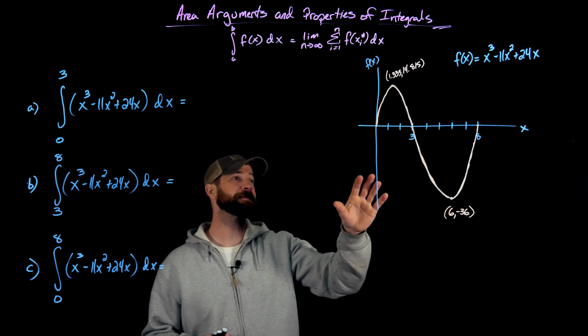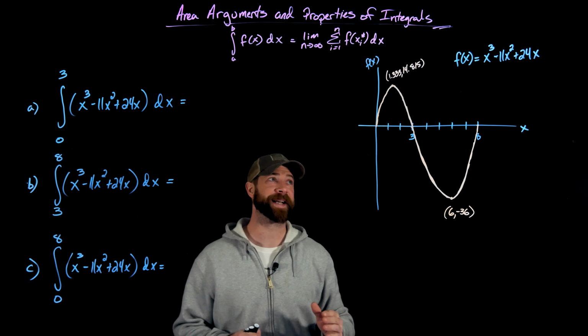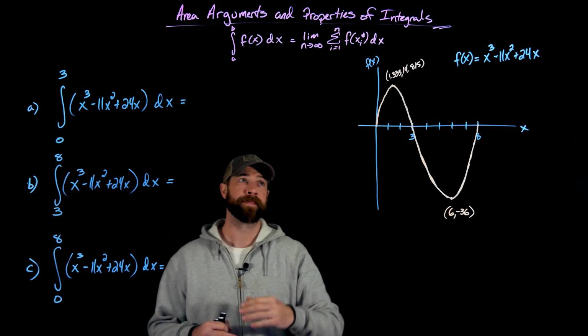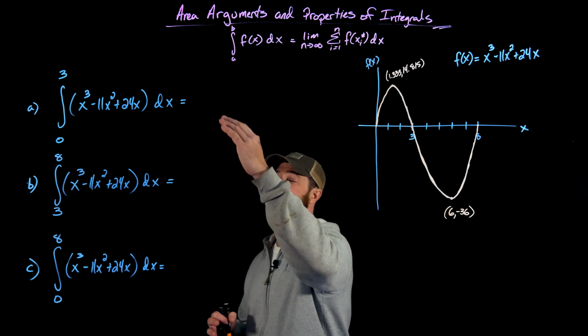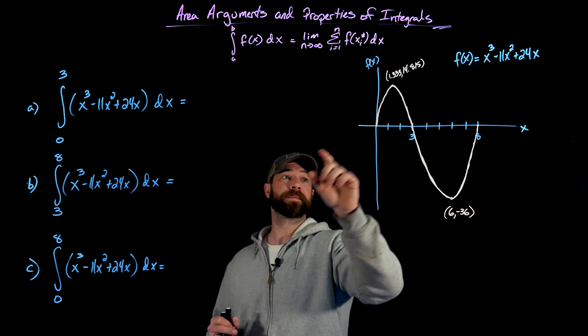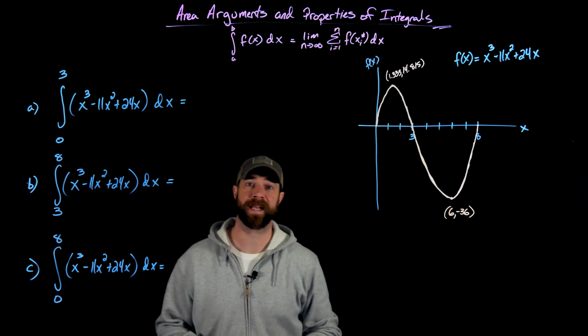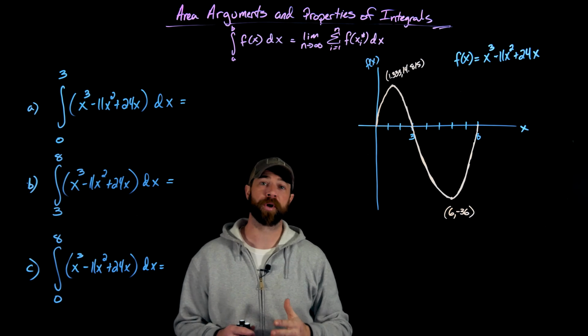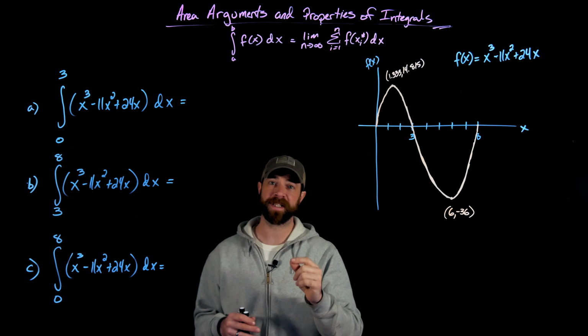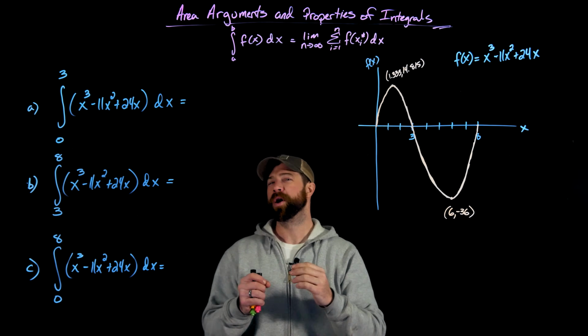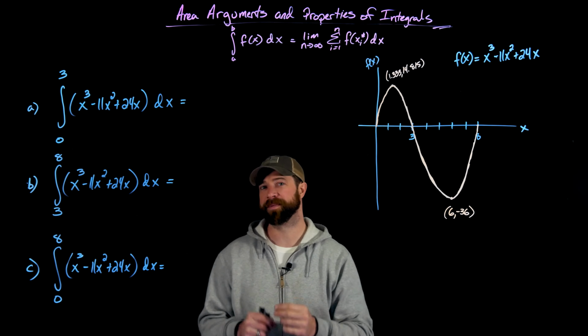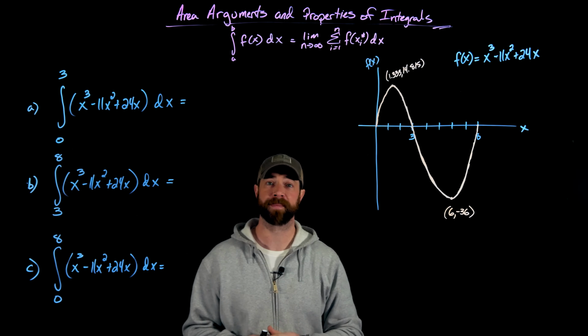This is a function f of x equals x cubed minus 11x squared plus 24x. And what I'm looking to do is to evaluate the definite integrals from 0 to 3, from 3 to 8, and then 0 to 8 right here. There are a couple important properties that are included here, but I specifically, again, want to dig in on when we will output a negative for our definite integral and why.